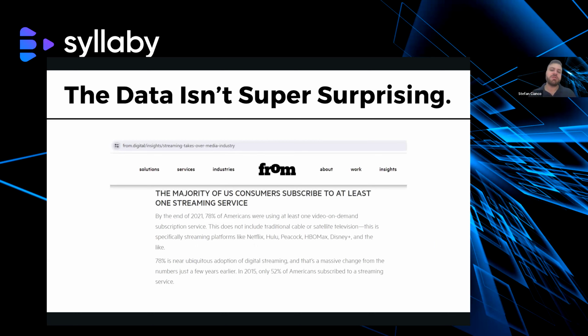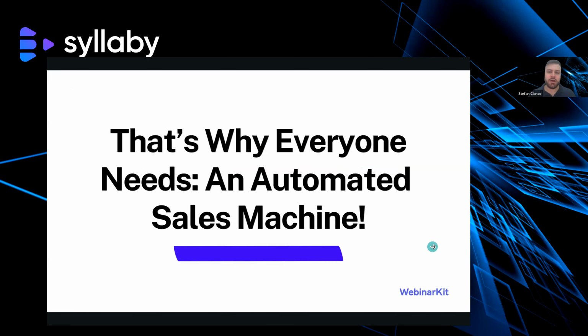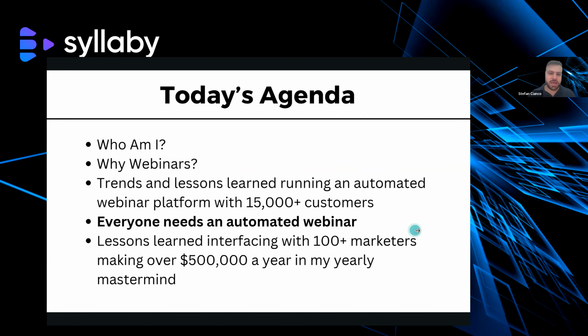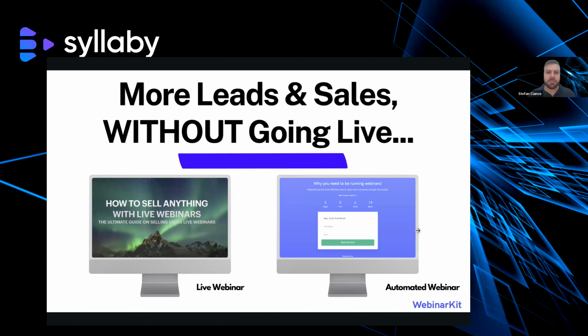The majority of US consumers subscribe to at least one streaming service. Why? Everyone's getting off cable TV and they're moving to streaming, right? It's been happening. Cable TV still exists and it still has its place, right? There's still certain things that you're going to want to watch live. But at the end of the day, almost everything has moved to on demand. And in your business, you should be moving to on demand as well. And that's why everyone needs an automated sales machine, which is what we're talking about here today. So everyone needs an automated webinar.